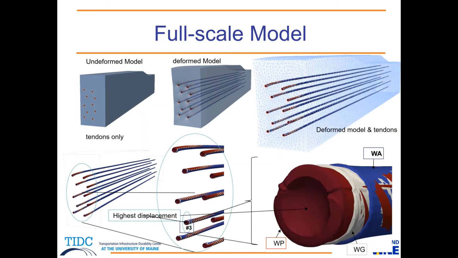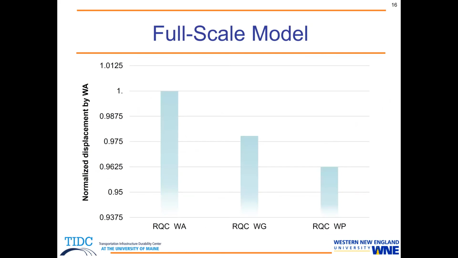Moving on to the next slide, we can see a graph with the 3 models that we modeled, and we clearly see that the model with the WA embedded in it had the highest displacement, followed by the WG, which had 2% less displacement than the WA, and the WP, which had 4% less displacement, due to the indentation size of each one of the wires. So by performing this study using our in-house code, we could prove the interlocking effect caused by the indentation shape, size, and sidewall angle.